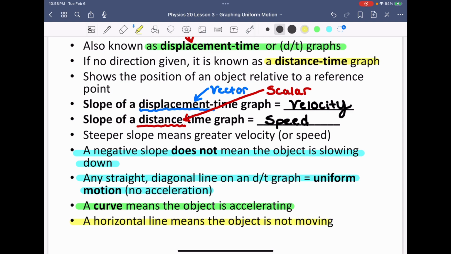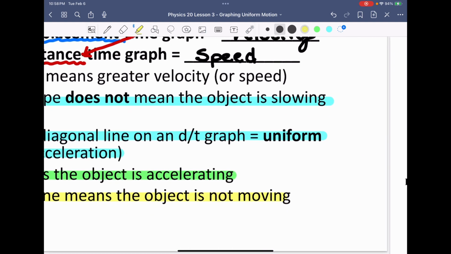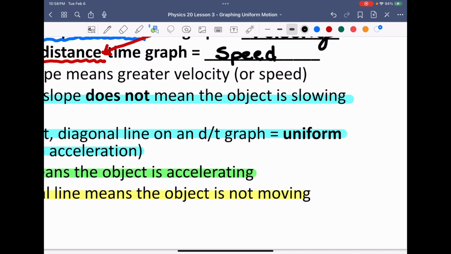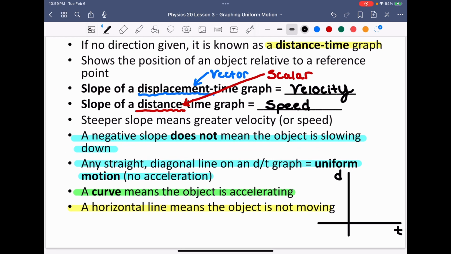So if I was to put a descriptor graph off to the side here, which I'm just going to do for a second, I'm just going to create a basic graph that is a D versus T graph. So I'm going to have this here, and I'm going to have D. And I should have said distance versus time, or even displacement versus time graph on the side here. So let's go through those three scenarios really quickly here. A negative slope does not mean the object is slowing down.